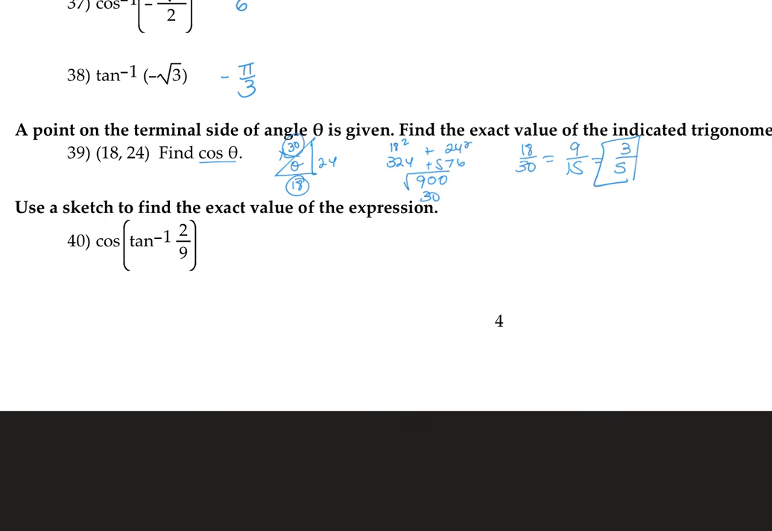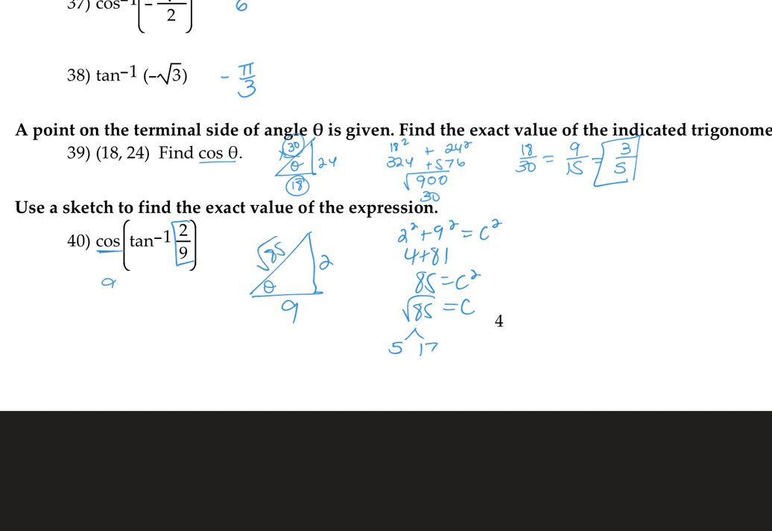40 says to use a sketch to find the exact value of the expression. So I'm going to use my triangle, put theta in the corner. Tangent being 2 ninths is opposite over adjacent. And I need to find cosine, so I need that missing side again. So 2 squared plus 9 squared equals c squared. 4 plus 81, 85. C equals the square root of 85, and 85 doesn't go any further, so this stays as the square root of 85. Cosine would be 9 over root 85. And then we rationalize. And I get 9 root 85 over 85.